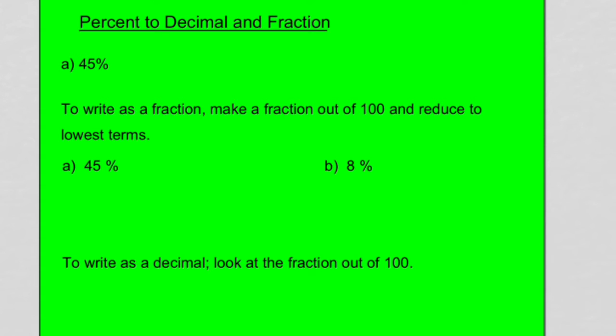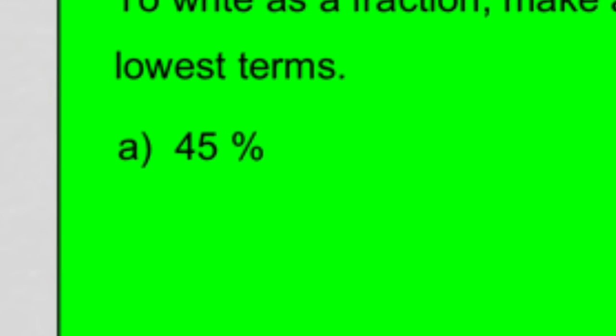So we started off with a couple of grade 7 examples where you have numbers between 1% and 100%. So 45%, to make that a fraction, it's going to be out of 100.